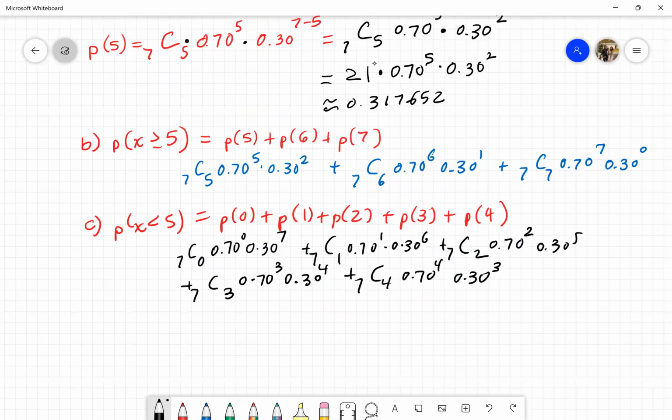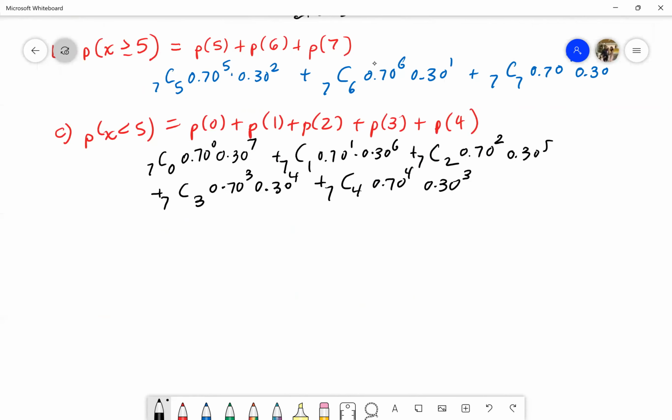Now, what's interesting is if you do the probability of 0 plus the probability of 1, all the way to the probability of 7, guess what it adds up to? 1.